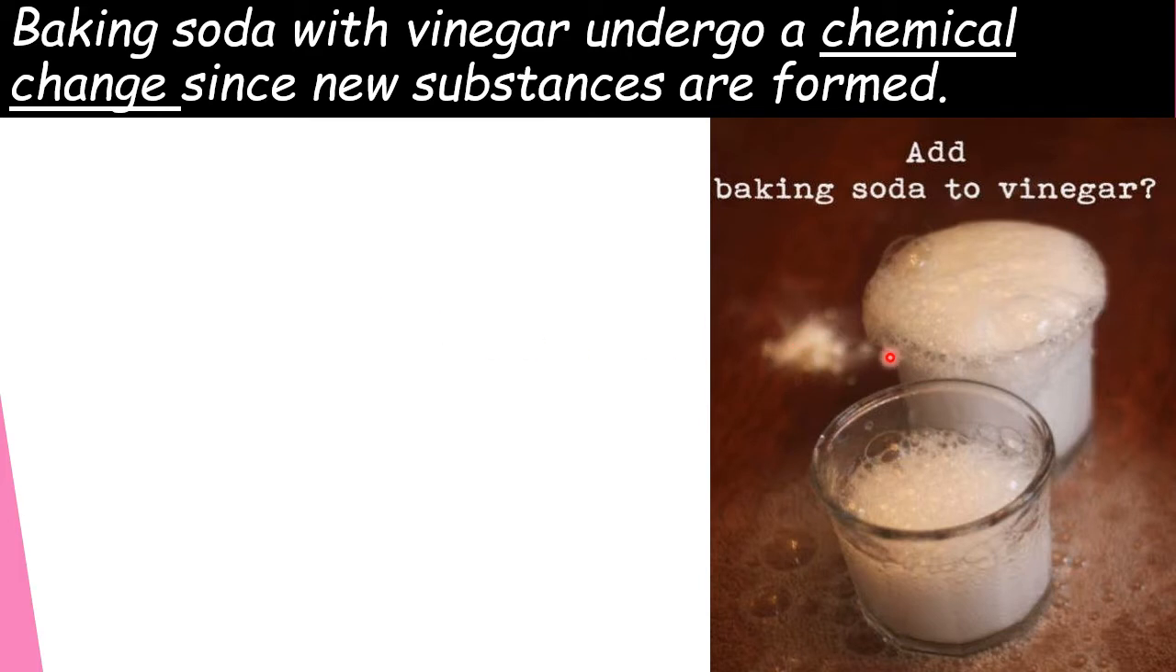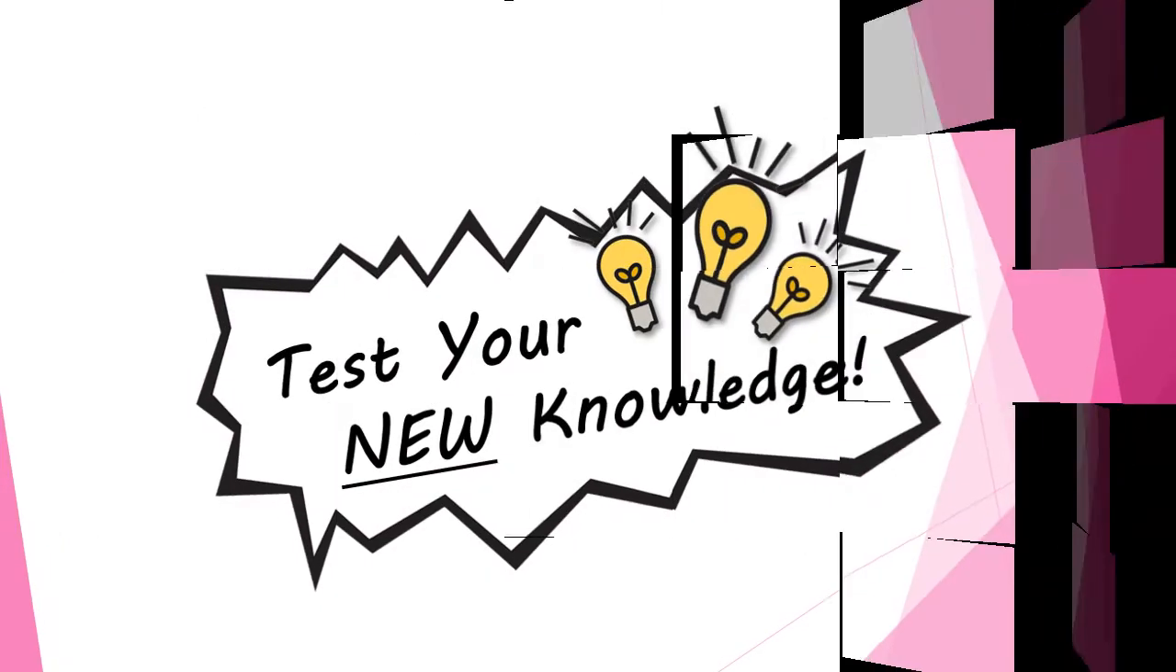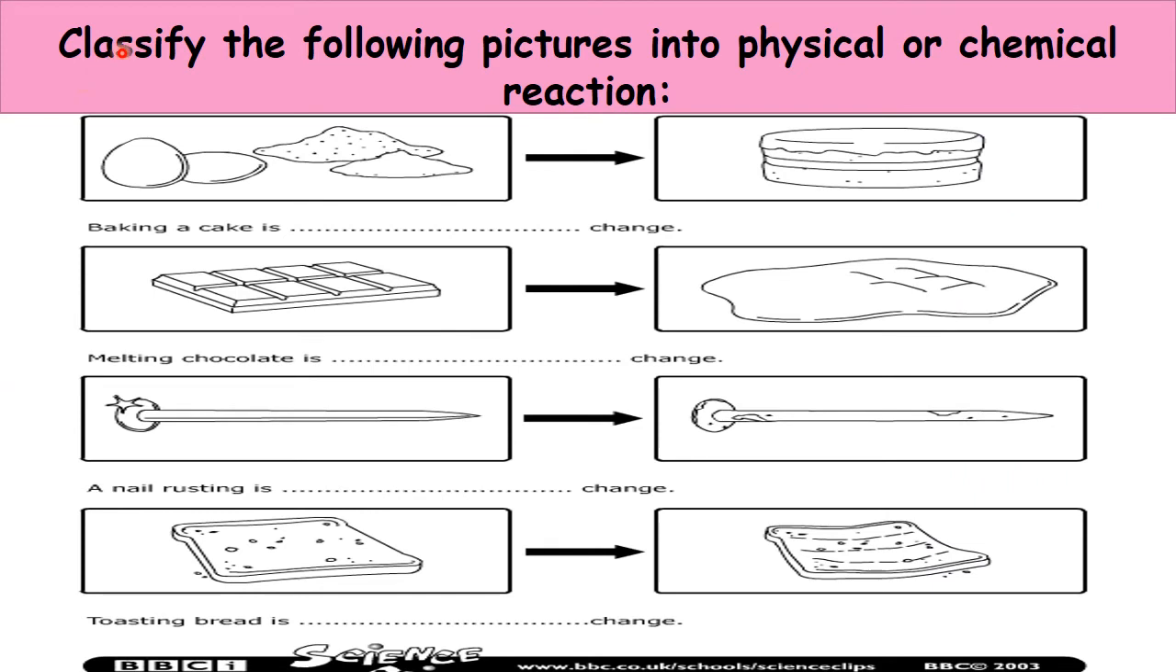Here, baking soda with vinegar undergo a chemical change since new substances are formed. Here we are seeing the signs, which are formation of bubbles and gas. Classify the following pictures into physical or chemical change. So baking a cake is a chemical change because a new substance is produced. Melting chocolate is a physical change. Why? Because there is a change in the state of this chocolate from solid to liquid. So it is physical.